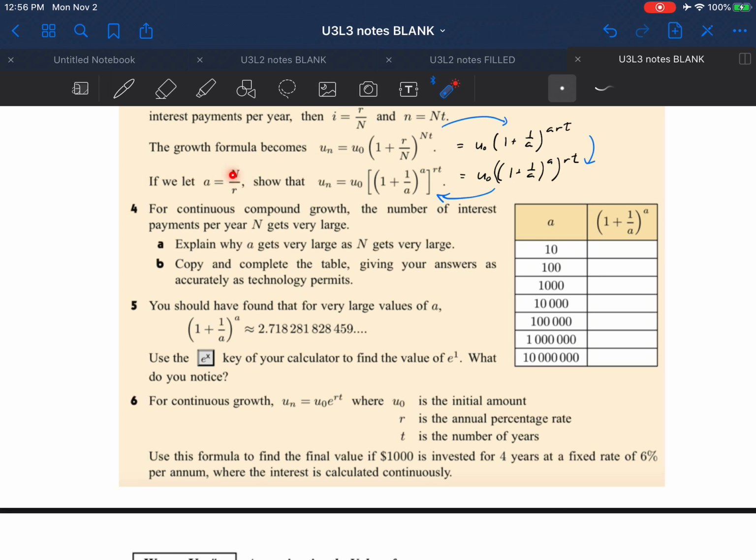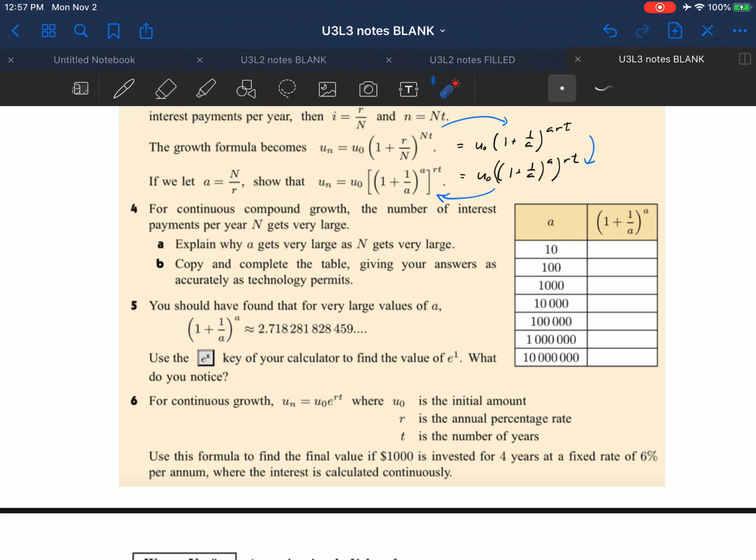Well, because as N gets large, it's in the numerator of this. So if I increase the numerator value and R stays constant, A gets bigger. I'm not going to write that out, but if A is equal to N over R and the numerator continues to get bigger, the whole thing gets bigger.